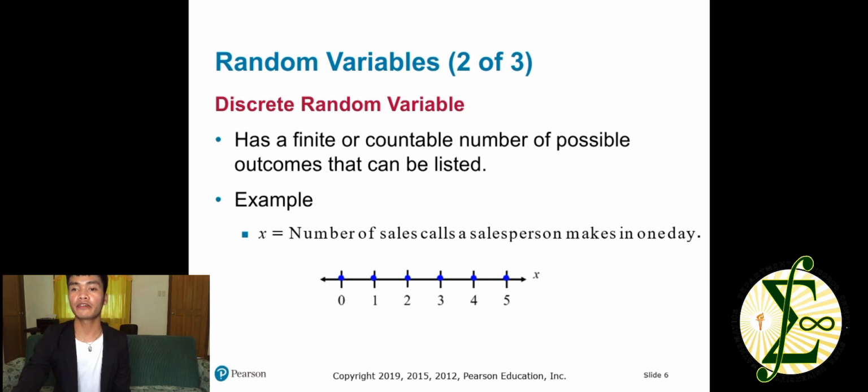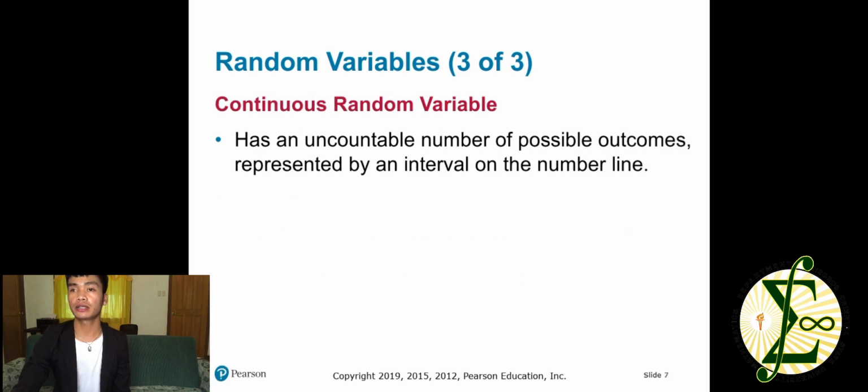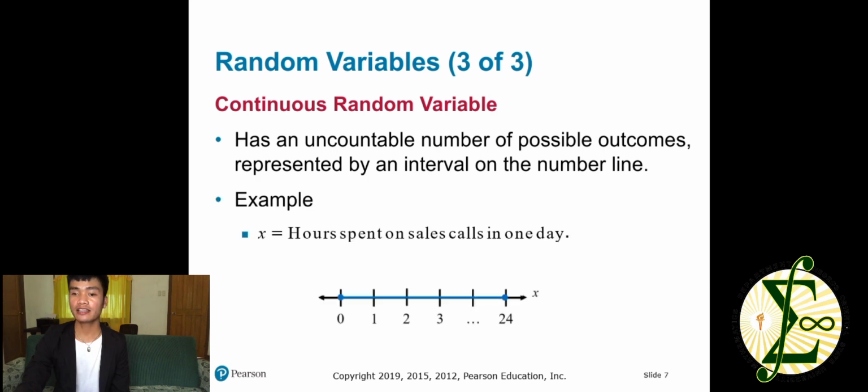Another type of random variable is continuous random variable. A continuous random variable has an uncountable number of possible outcomes represented by an interval on the number line. Example, X is equal to the hours spent on sales calls in one day. It is an example of continuous random variable because the value is obtained by measuring.